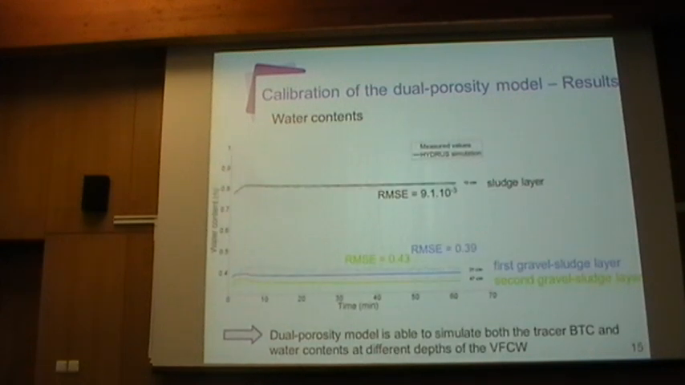If we look at the water contents, it's measured with the crosses. I don't know if you see them. The crosses are the measurements and the lines are the results of the Hydrus simulation. Even if we only recorded one tracer batch, and even if the variations in water contents are very slow, the model is able to reproduce these water contents at different depths of the filter. So the dual porosity model is able to simulate both the tracer breakthrough curve and the water content at the different depths.